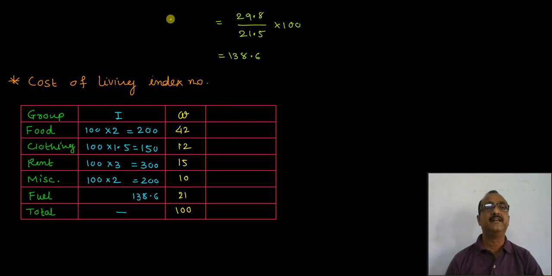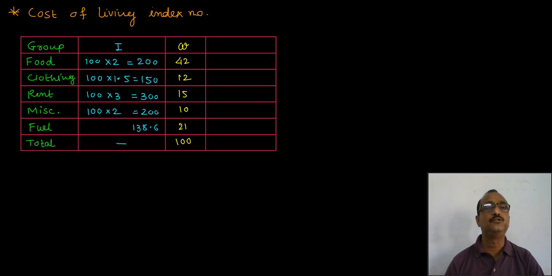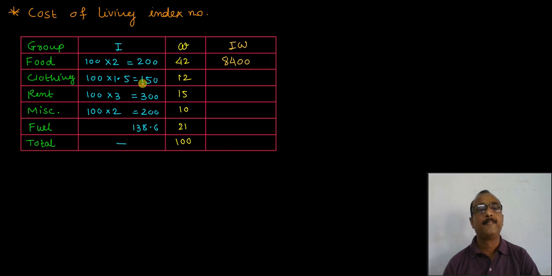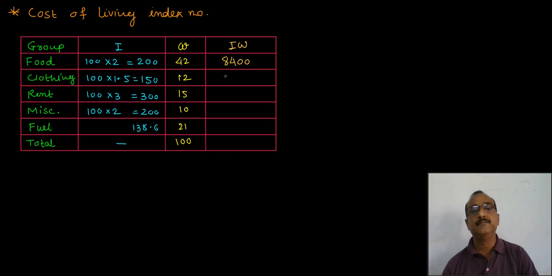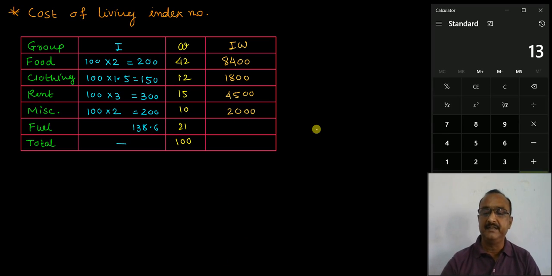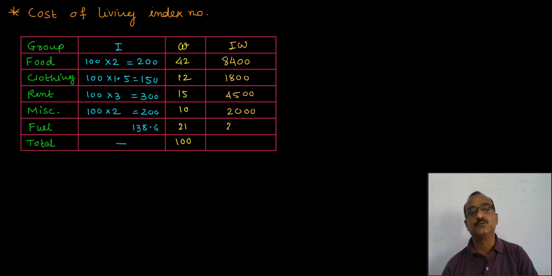Okay, we get I and W. Now find IW, the product of these two columns. 42 into 200 is 8400. 150 into 12 is 1800. Then 15 into 300, 3 fives are 15, 4500. Here 2000. And 138.6 into 21 is 2910.6. Now find the sum of IW.